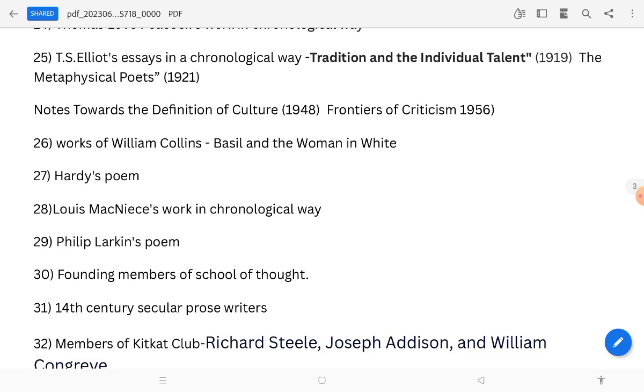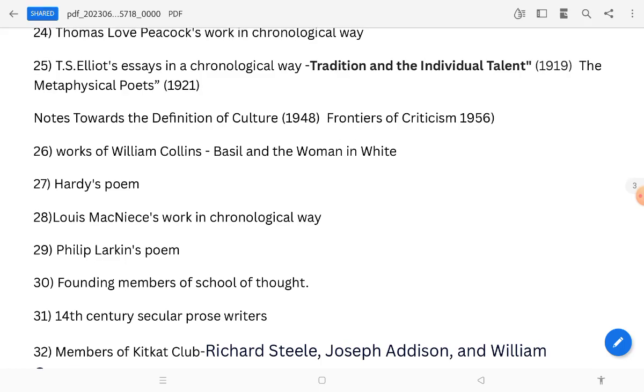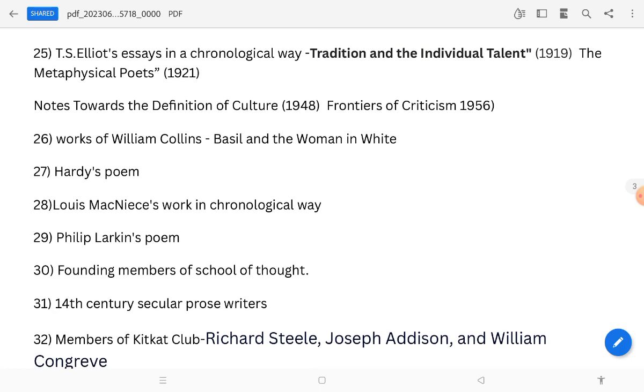Then T.S. Eliot's essays, you have to arrange in chronological order. And the answer will be Tradition and the Individual Talent first, 1919. Then The Metaphysical Poets, 1921. Then Notes Towards the Definition of Culture, 1948. And The Frontiers of Criticism, 1956.